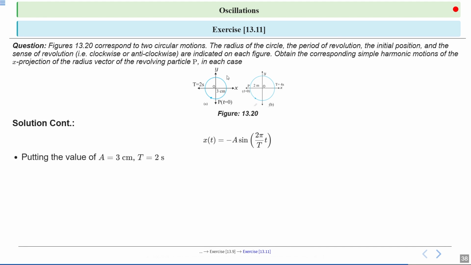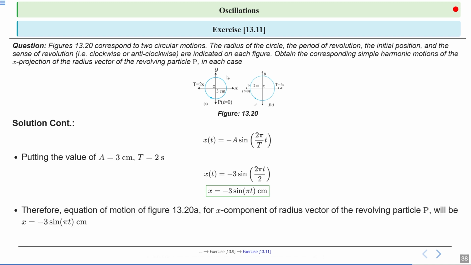So let's substitute the values given in the problem. The amplitude A is 3 centimeters and period is 2 seconds. Plugging these into our equation, x of t is equal to minus 3 sine 2 pi t divided by 2. So x is equal to minus 3 sine pi t centimeter. Therefore, the equation of motion of figure 13.20a for the x component of the radius vector of the revolving particle P will be x is equal to minus 3 sine pi t centimeter.